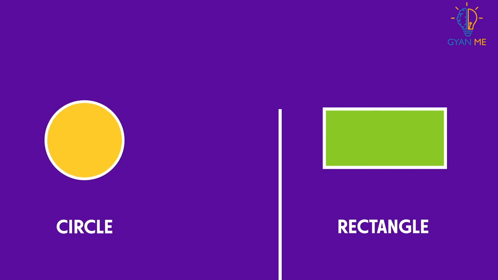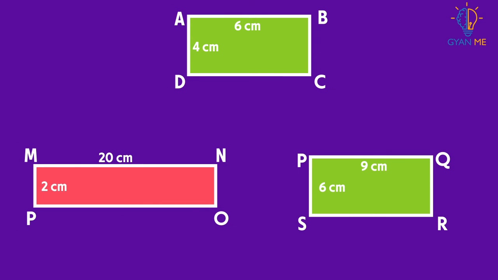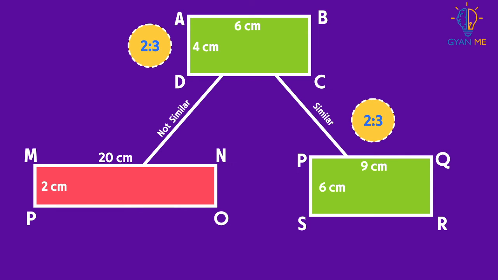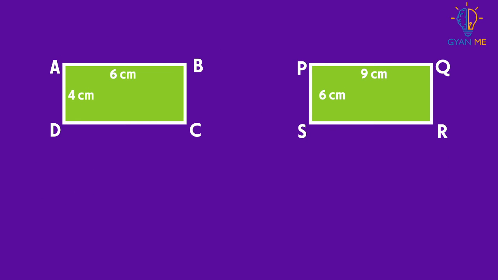But for rectangles, this may or may not be true. That is, all rectangles will not always be similar. Two rectangles are similar only when their corresponding adjacent sides have the same ratio. We do not need to check angles, as angles in any rectangle are 90, just like squares. Now students, observe these rectangles on your screen carefully.